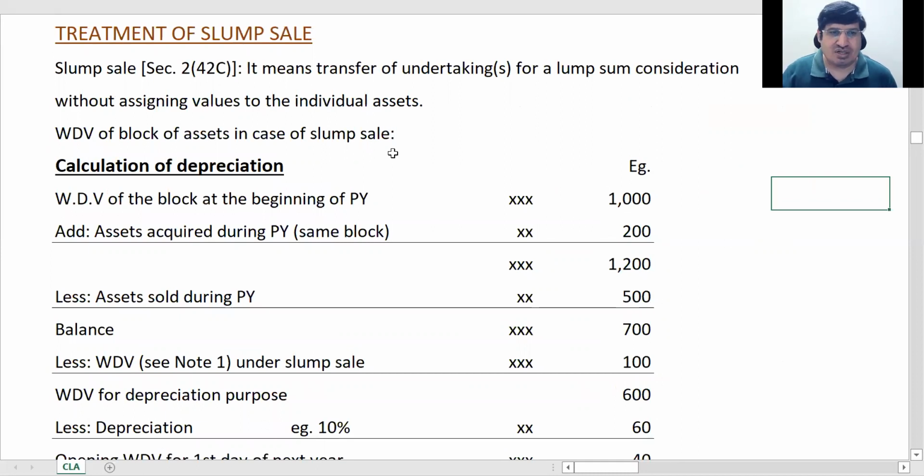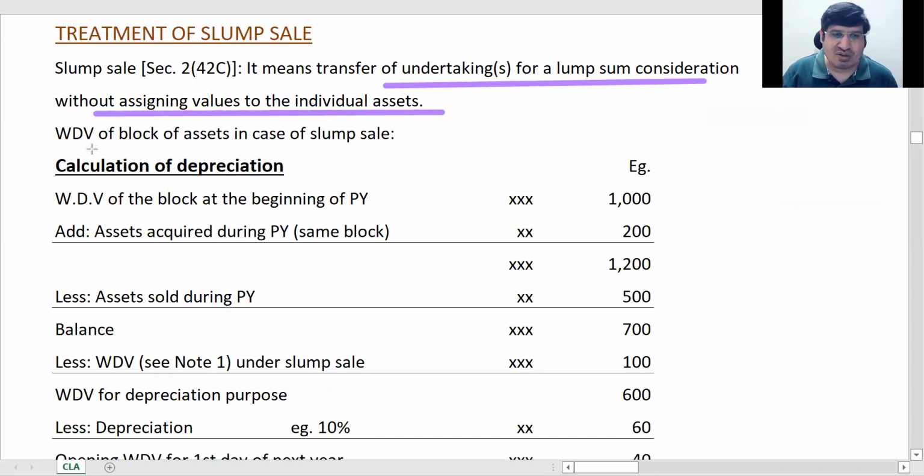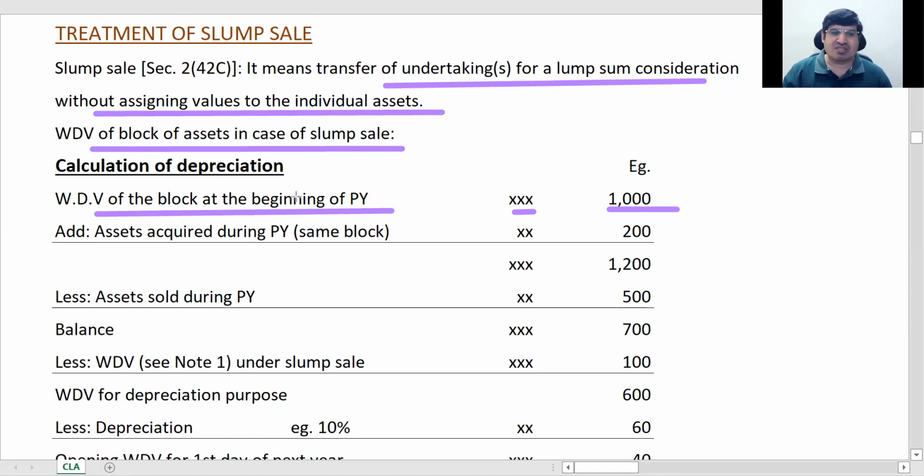Chalo, so now it is transfer of undertakings for a lump sum consideration without assigning value to the individual assets. Okay. So WDV of a block of assets, कैसे निकालते हैं? We'll see. See, first is ये पूरा same है. WDV at the beginning. This, ठीक है. I just put an example. So कुछ numbers दिखे तो we understand more, right? That's why. Say it is 1000. Okay. Add assets acquired during previous year. Okay. So this is 200.